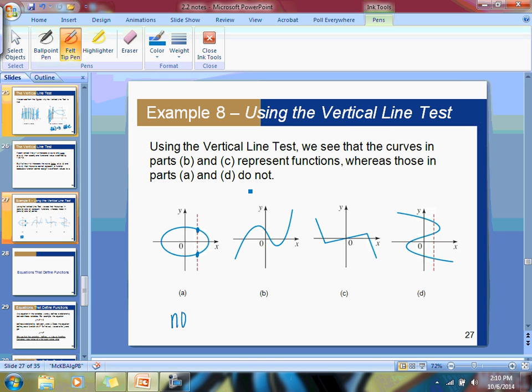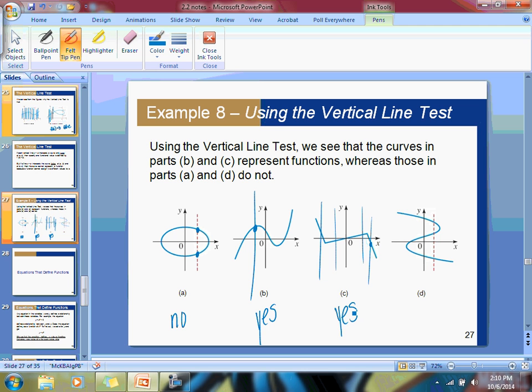Okay, and for part B, if we drew in a vertical line, no matter where we drew that vertical line, it would only touch that graph one time. So yes, that graph is an equation that represents a function. Same thing for C. This one is a little more rigid. This one could be a piecewise function, perhaps. But no matter where we drew our vertical line, we would only touch that function at one spot. So yes, this is a function.